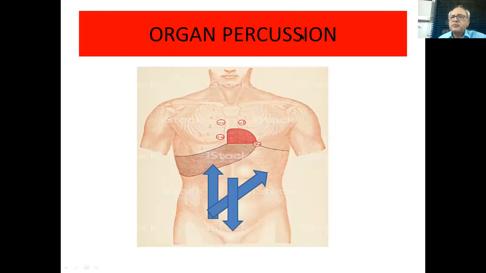Then comes the organ percussion. As I have already told you, you start the percussion from the right iliac fossa and percuss toward the lower margin of liver. Then you start percussion in right iliac fossa and move toward the left hypochondrium to the lower margin of spleen. And then you start from the middle of the abdomen and percuss downwards toward the hypochondrium to percuss the upper border of the urinary bladder.